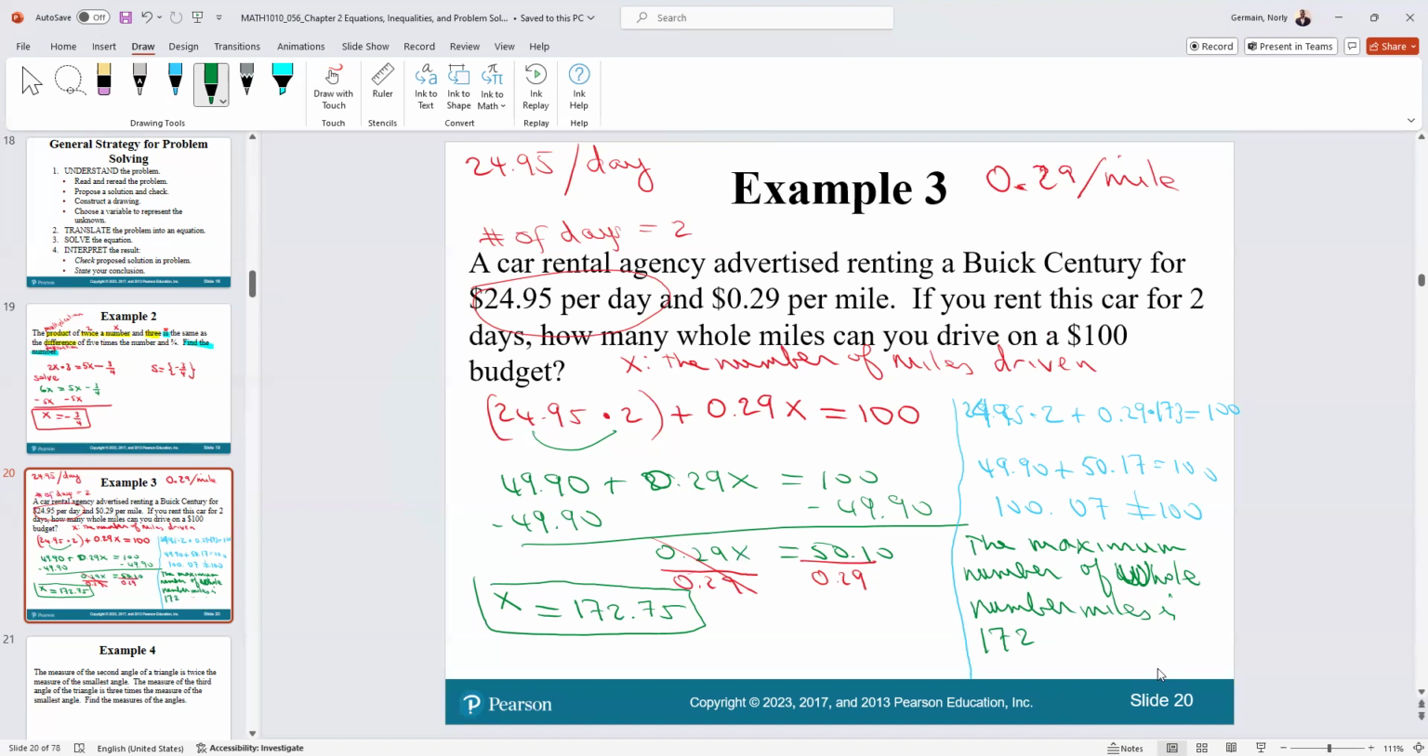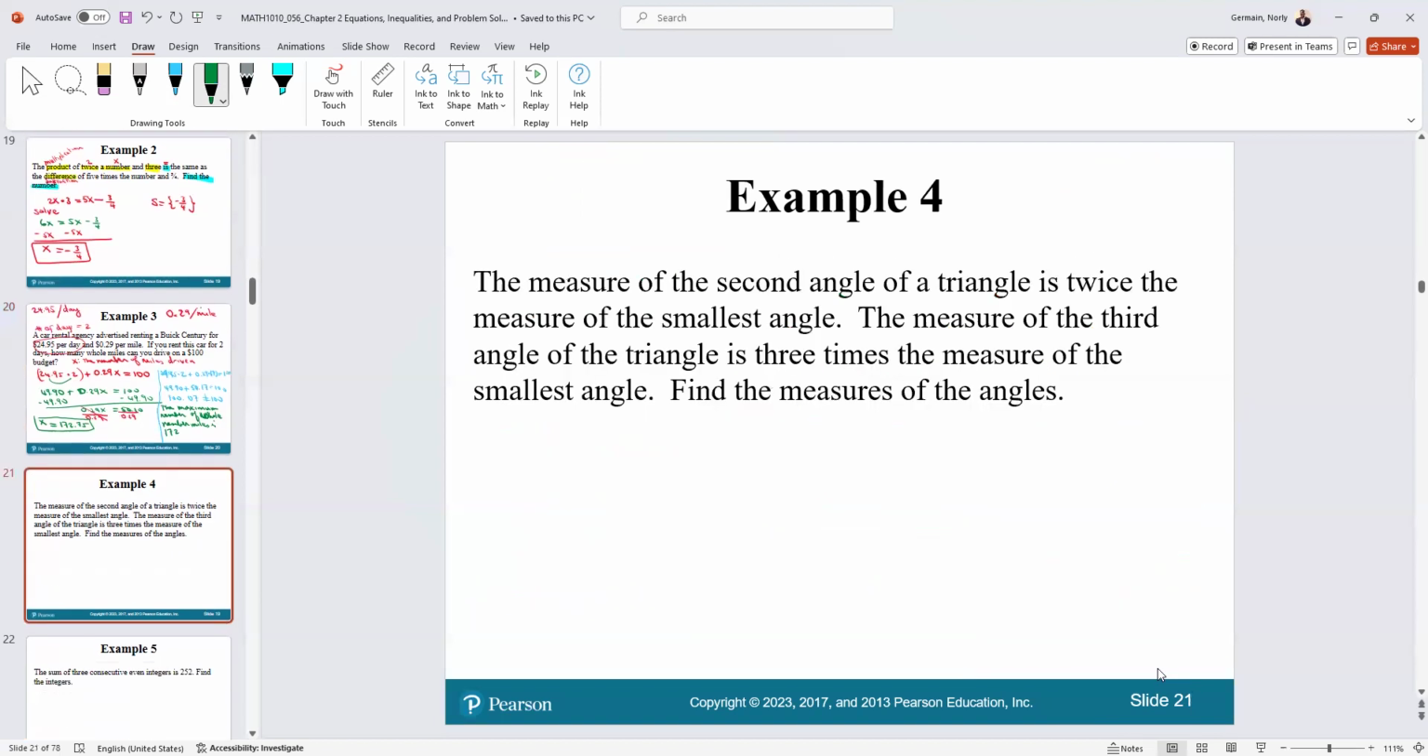We don't need that. I put it because I thought I was going to have another one. Okay, that's a beautiful example. How about we do another example?